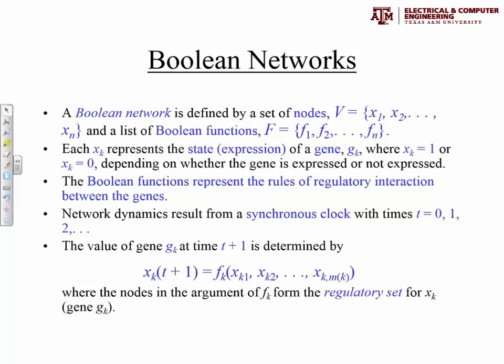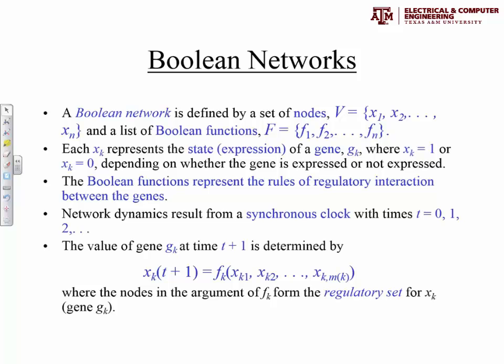Network dynamics result from a synchronous clock with times t equal to 0, 1, 2, and so on. The defining property of a Boolean network is that the expression level of the kth gene at the next time point is some Boolean function of the expression level of all its predictors at the current time point. This number can vary, because this is a sparse network. Everything is not connected to everything else. The nodes in the argument of fk form the regulatory set for xk. And again, this number is not going to be large.